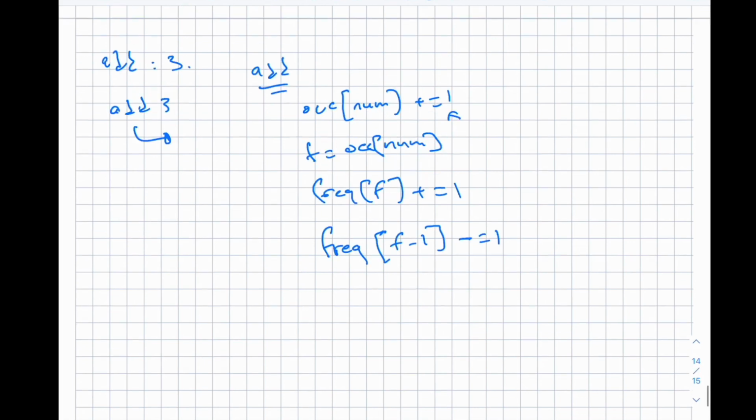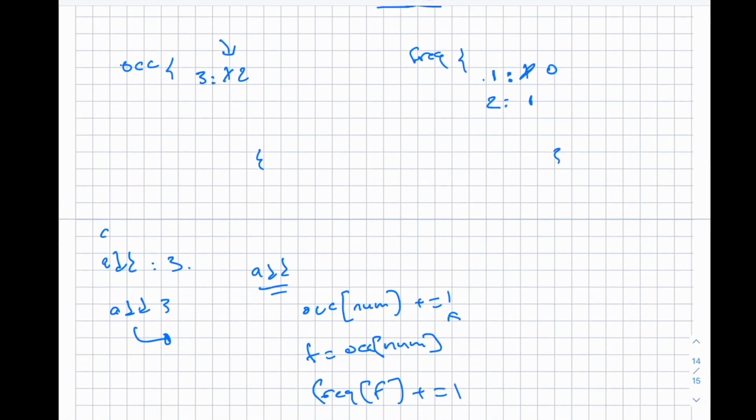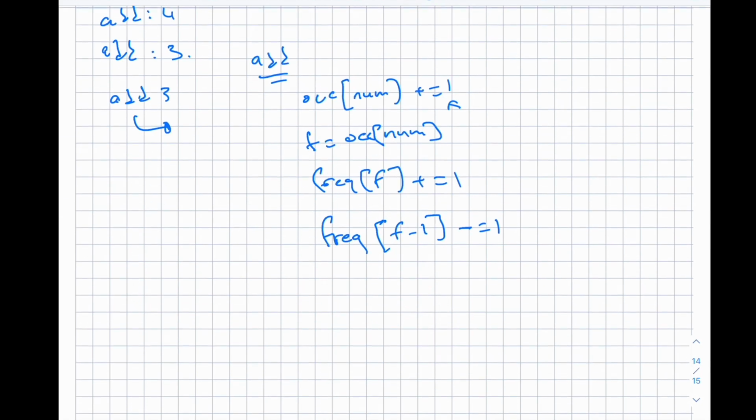is -1, right? Because maybe, let's say we added 4 previously here, then this would have been 2, and then when we add 3, since this becomes 2, we want to decrement this to be 1 to just account for this occurrence, right? So that's why we do f-1, because f-1 is just the previous occurrence before this incrementing, okay? So that should solve for add.